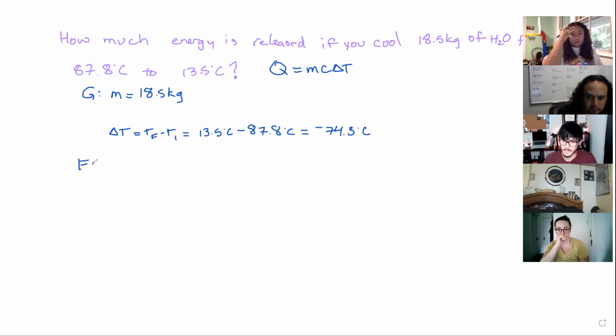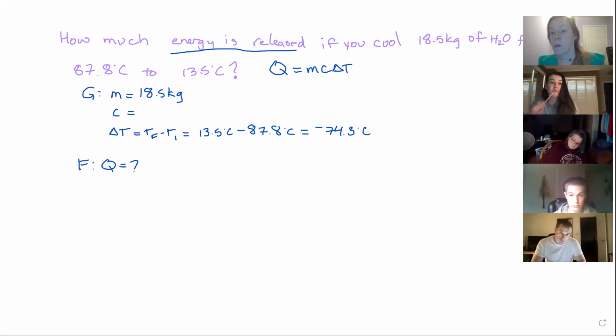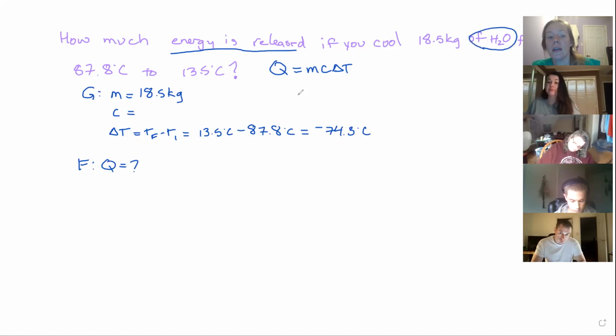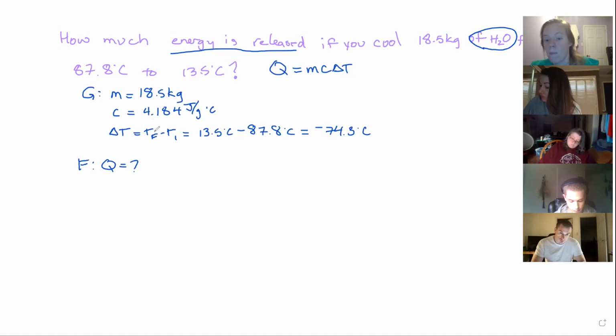We're trying to find energy released, which is Q. And what's Q? What is the specific heat? That's something that we don't have. But you should know the specific heat for water, or at least be able to reference it. So the specific heat for water, H2O, is 4.18 or 4.184 joules per gram degree Celsius. Any problem that involves liquid water will use that C value.